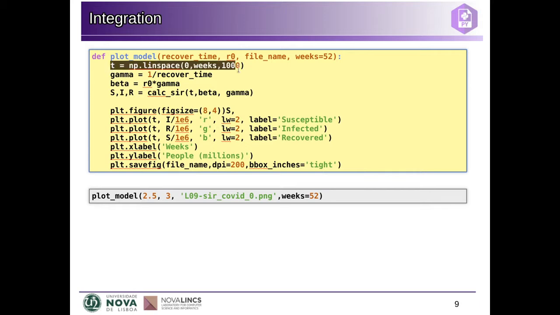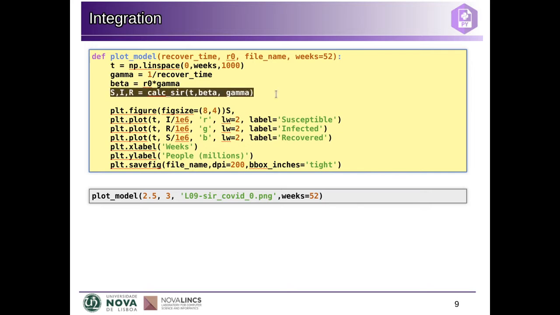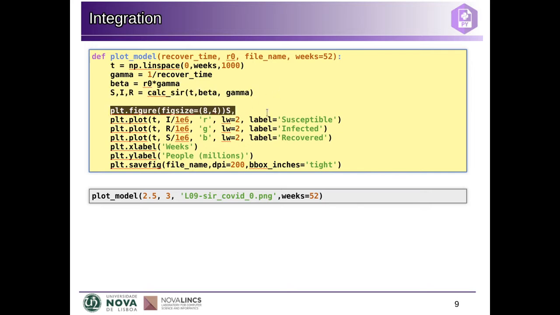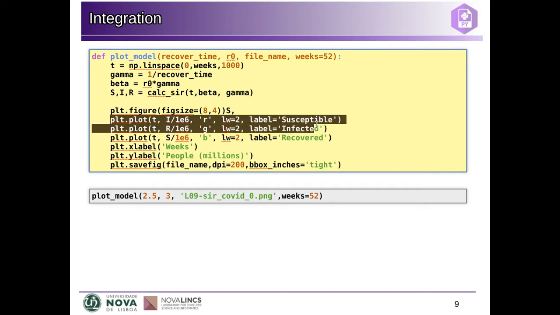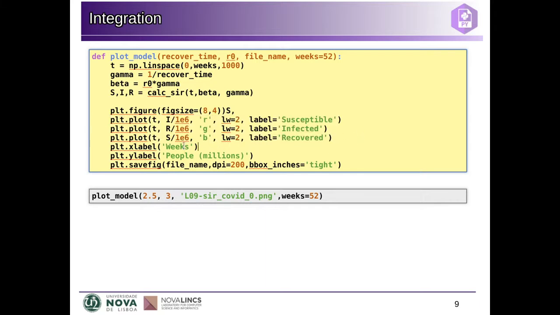So, what did I do here? We start with creating the time steps we want, 1000 between 0 and the number of weeks that we require. We compute gamma as a function of the time it takes to recover from the disease, and beta is computed from the R0, the parameter of the spread of the disease, multiplied by gamma, which is the same as dividing by the recovery time. Then we do the simulation, create a plot, and plot I with red color, recovered with green, and susceptible with blue.